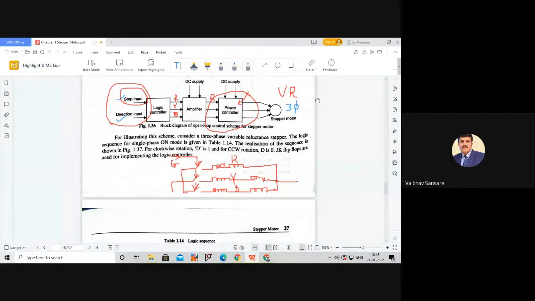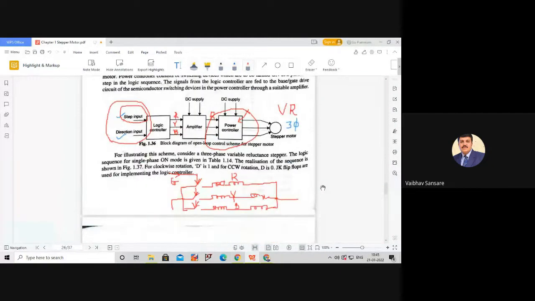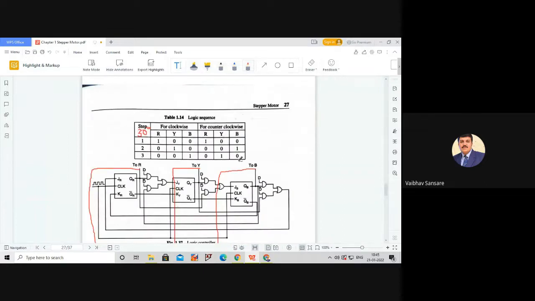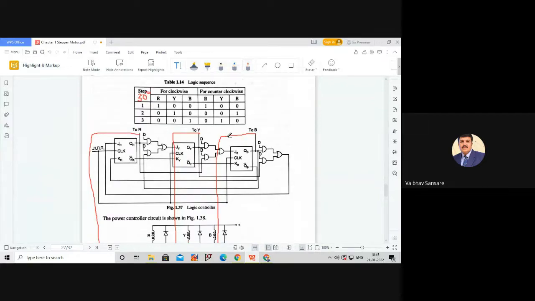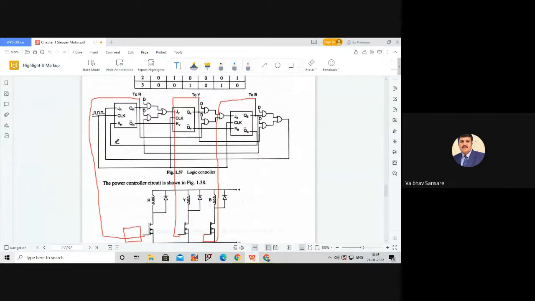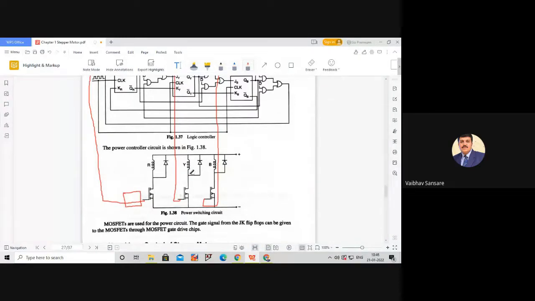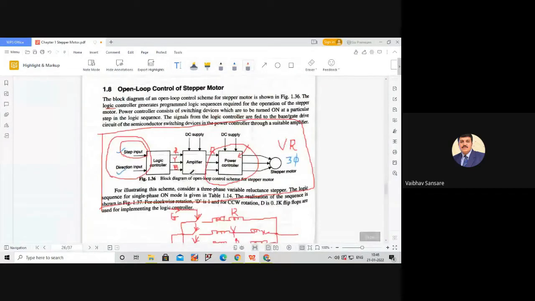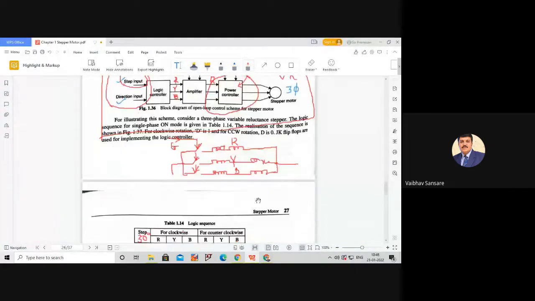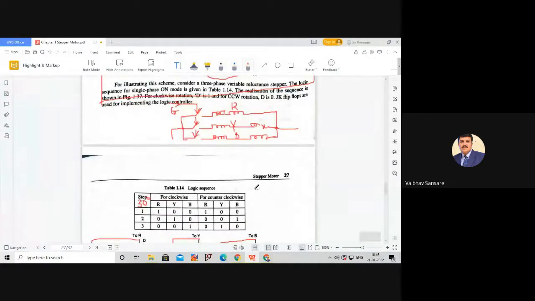So if a question asks for 5 marks, explain open loop control of stepper motor, then simply you have to draw this particular block diagram. This block diagram is enough for open loop control, and then write down this truth table or logic sequence table for clockwise direction and anti-clockwise direction. There is no necessity of drawing the logic controller and power controller circuitry if the question is for 5 marks or 10 marks. So only the block diagram, its explanation along with the logic sequence table for clockwise and anti-clockwise direction is enough.